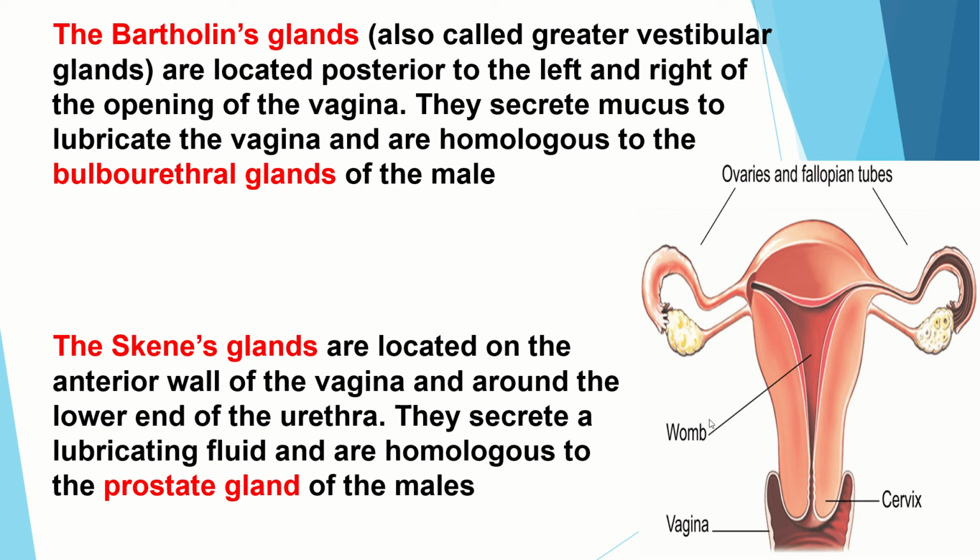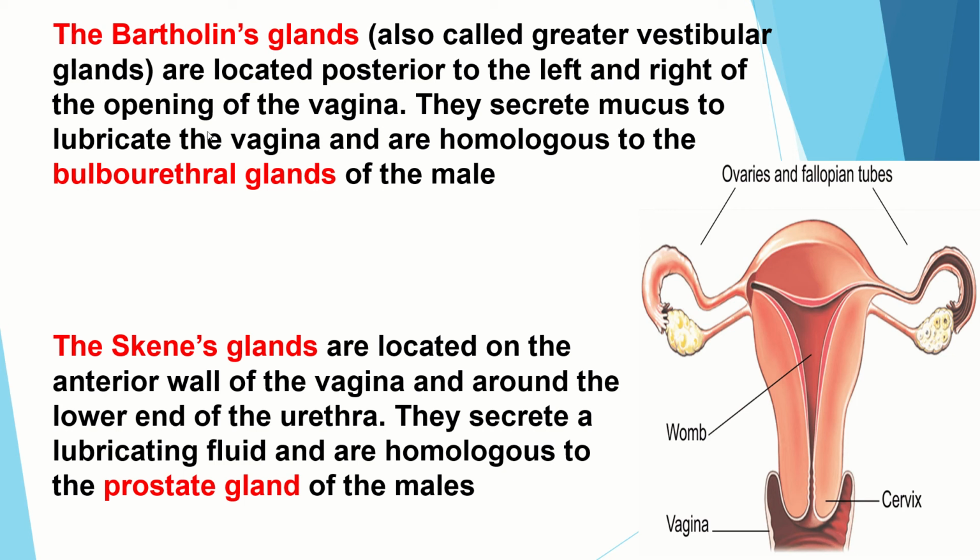This is the uterus, the womb for the baby. After fertilization, when the baby is fully developed, it will come out through the vagina. This is the vaginal region, and it has a secretion from the Bartholin's gland. It is a greater vestibular gland, a jelly-like gland.